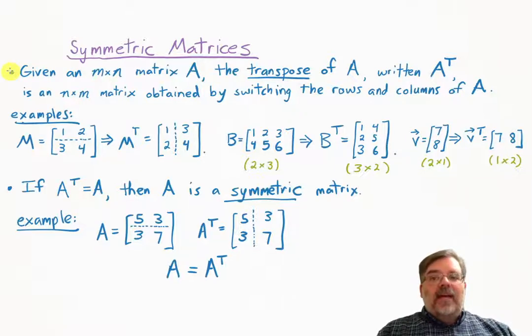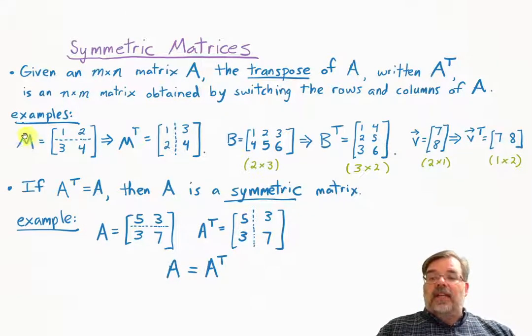Given an m by n matrix A, we define something called the transpose of that matrix. We write it as A to the capital T, and this is not a power, so T is not a number. Here, T is a letter indicating transpose. The transpose of a matrix is an n by m matrix, which you obtain by switching the rows and the columns. And some examples will hopefully make this more clear.